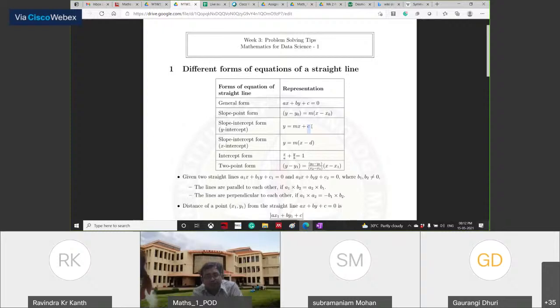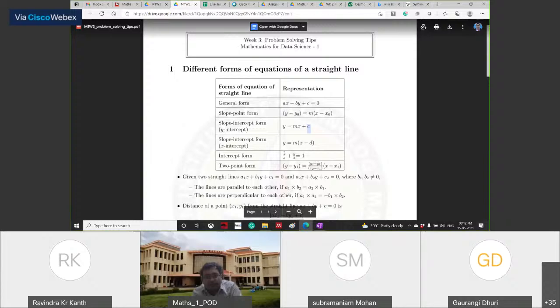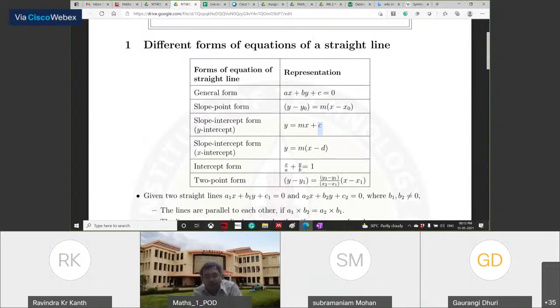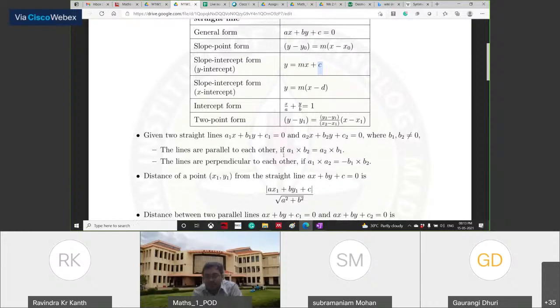Both intercepts, the x and y intercepts, can also be given in the intercept form. Basically x by a and y by b. So x by a is x-intercept, b is y-intercept. So x by a plus y by b equals to 1. That is the intercept form. Or two points connecting the straight line can be given. So y minus y1 equals to (y2 minus y1) by (x2 minus x1) into (x minus x1).